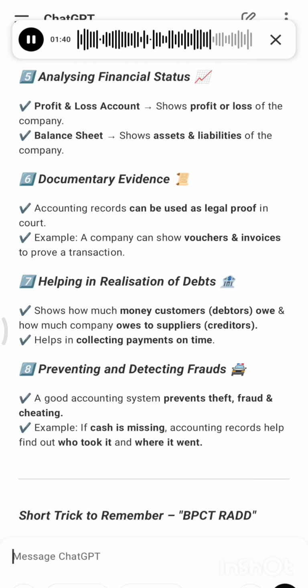8. Preventing and detecting frauds. A good accounting system prevents theft, fraud, and cheating. Example: if cash is missing, accounting records help find out who took it and where it went.